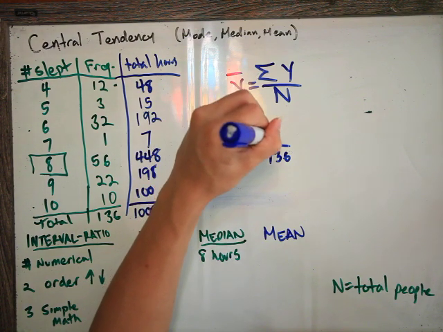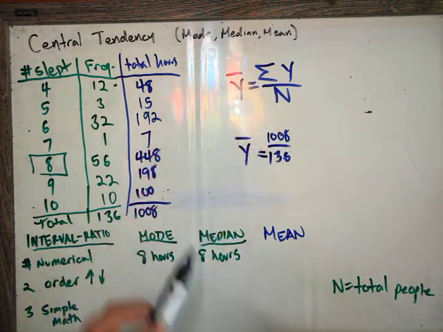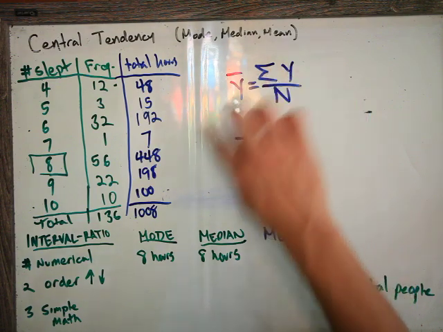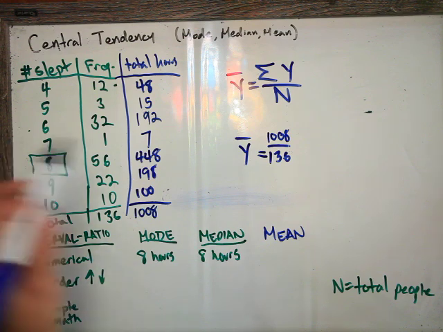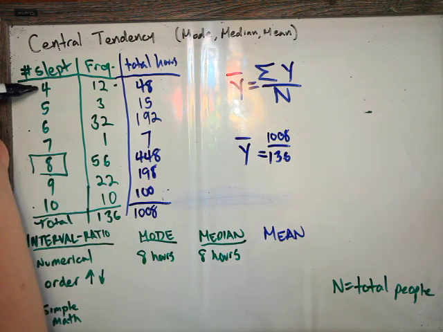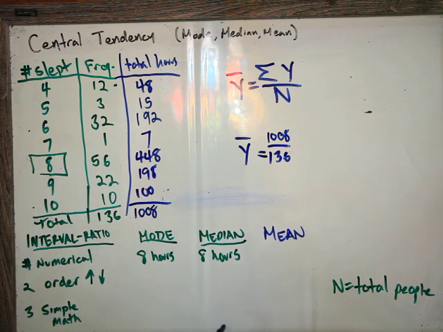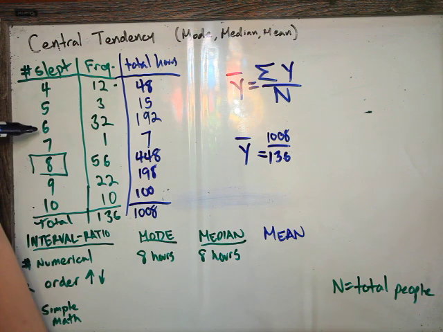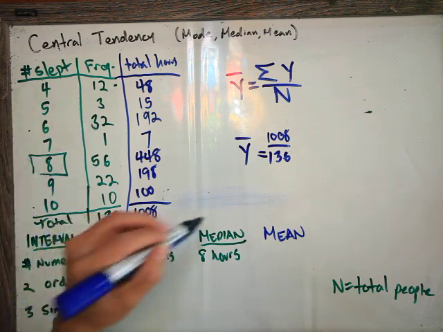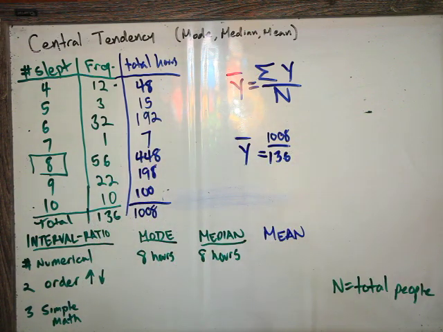So here we're going to do 1,008 because that is the sum, right? The sum of all the y's, of all the raw values. Each of these numbers is a raw value. So 4 is going to happen 12 times, 5 is going to happen 3 times, 6 is going to happen 32 times, etc. if we wrote it out in long form.